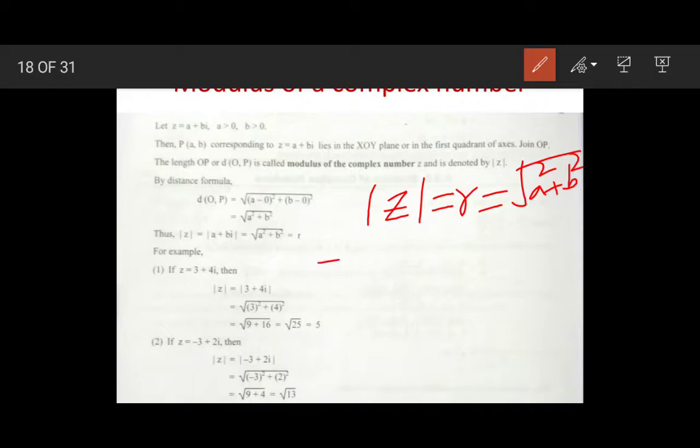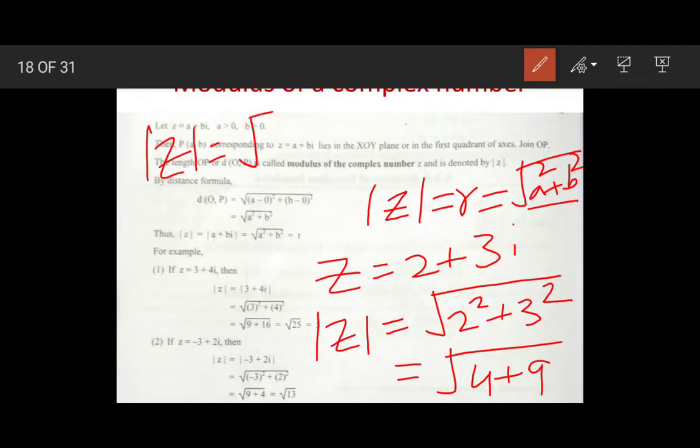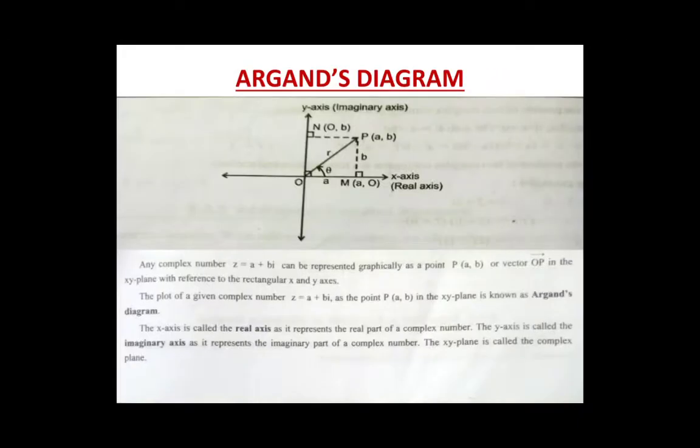Okay, so if Z is equal to 2 plus 3i, then mod of Z is equal to root of 2 square plus 3 square. Mod of Z will be root of A square plus B square. So root of 2 square plus 3 square, so root of 4 plus 9. So mod of Z is equal to root of 13. This root of 13 is known as the modulus, the modulus of the complex number.